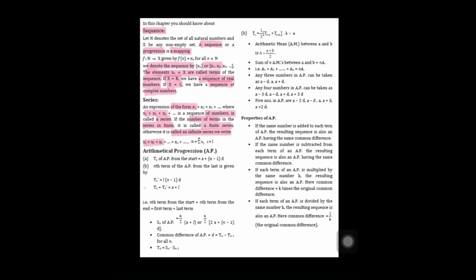Then we start off with the first progression, which is the arithmetic progression, and the nth term of the progression is given by a plus (n minus 1) into d, and the nth term of the AP from the last term is given by the formula as you can see on the screen.